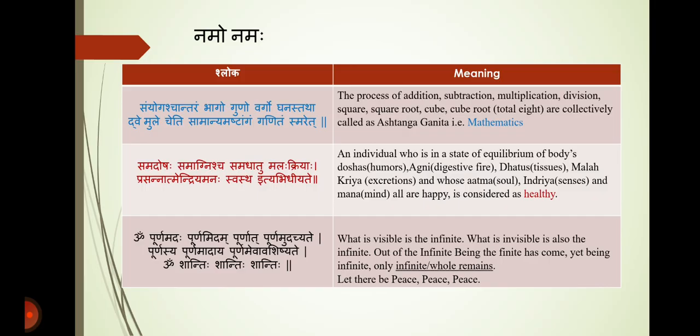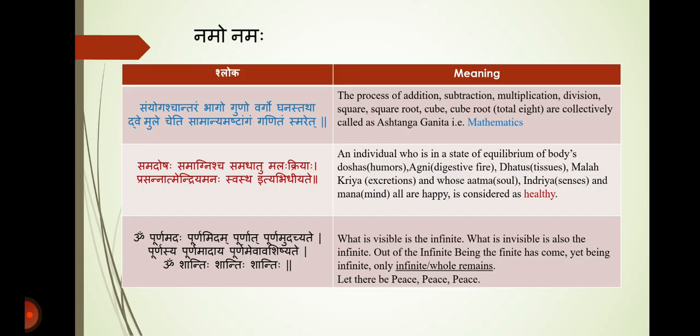संयोगश्चान्तरं भागो गुणो वर्गो घनस्तथा द्वे मूले चेति सामान्यम ashtangam ganitam smaret. So it actually gives the reference of basic mathematical operations a common man is required to know. If a person knows these eight activities or eight processes from mathematics, that much is enough for his day-to-day life.